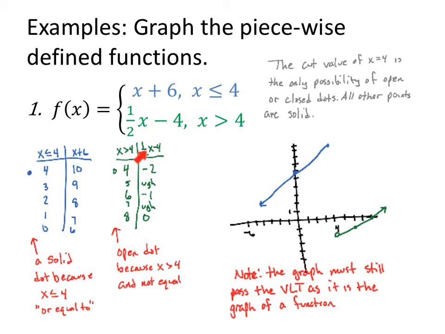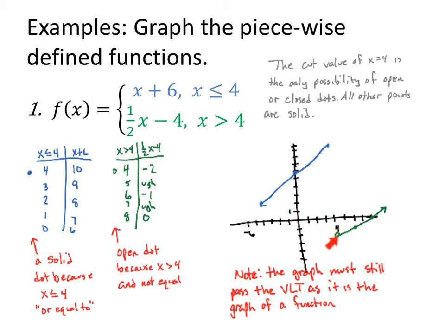Now I put 4 in. Half of 4 is 2. 2 minus 4 is negative 2. I have no desire to deal with fractions here, so I'm going to move on to 6. Half of 6 is 3. 3 minus 4 is negative 1. Still don't want to use an odd value because I don't want to deal with fractions. So I choose an 8. Half of 8 is 4. 4 minus 4 is 0. And I can plot these values.